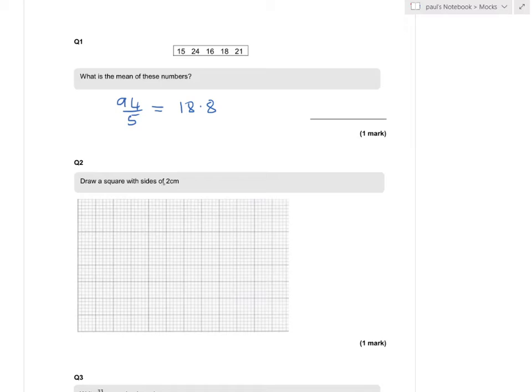Draw a square with sides of 2 centimeters. I'm going to guess that this would be a centimeter square paper. So I'm just going to, any way you like.